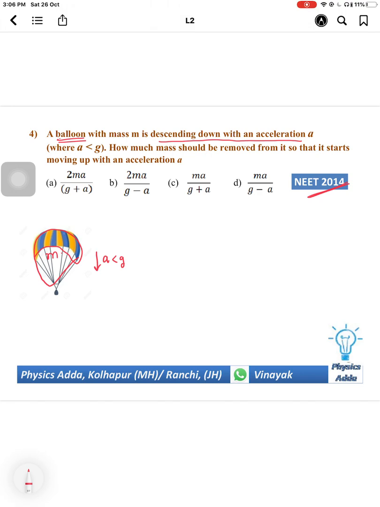Now here, in all the problems we have discussed so far, the mass was constant. But here the mass is not constant. We have removed some mass. So let us solve it like this.